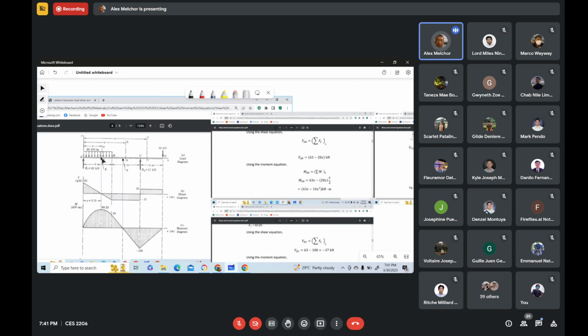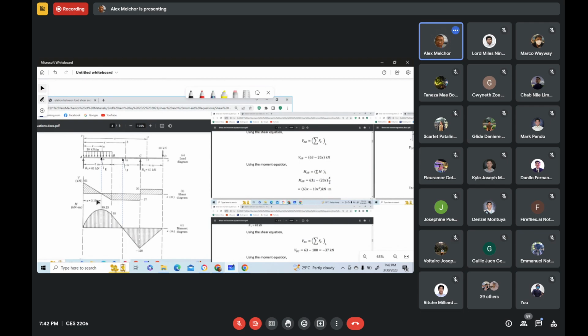Now, to find the location of E, what we do here is we consider these similar triangles. That triangle is similar to that triangle. So, if that is X, then that distance will be 5 minus X. And since we have similar triangles, we use ratio and proportion. 63 over X is equal to 37 over 5 minus X. Okay, so we can solve for X. X therefore is 3.15.